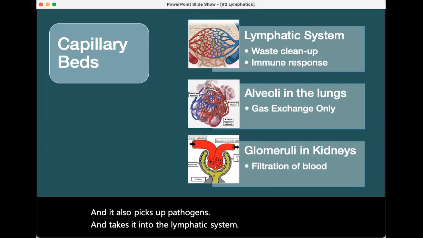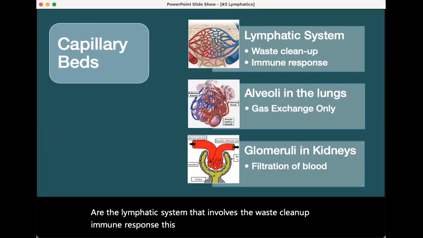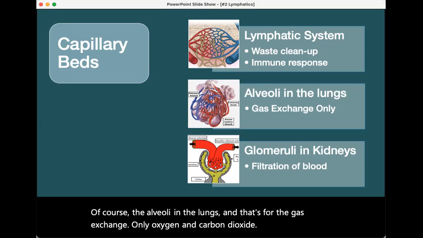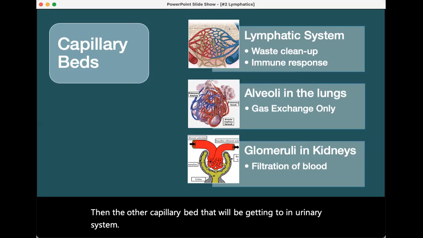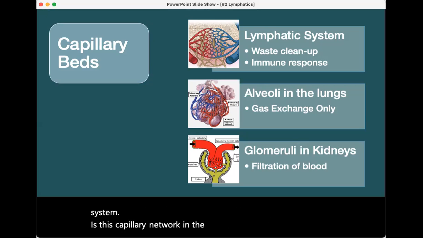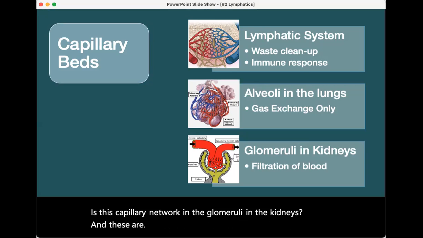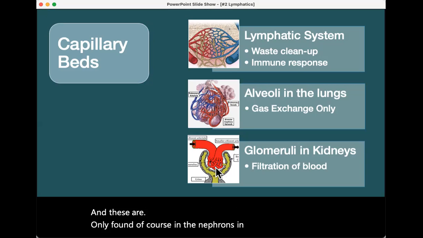So the many capillary beds in your body, just going through several of them, are the lymphatic system that involves the waste cleanup, immune response, this at the capillary level of your tissues. Then you have capillary beds, of course, the alveoli and the lungs, and that's for the gas exchange only, oxygen and carbon dioxide. Then the other capillary bed that we'll be getting to in the urinary system is this capillary network in the glomeruli, in the kidneys. And these are only found, of course, in the nephrons in the kidneys for filtration of blood.